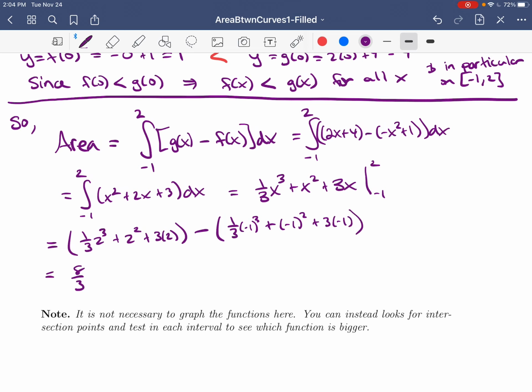So this is 8 over 3 plus 4 plus 6. 1/3 times negative 1 to the 3, that's going to be negative 1/3. So this is actually going to be plus 1/3 minus 1 plus 3. And if you simplify all of that, you should get 15.